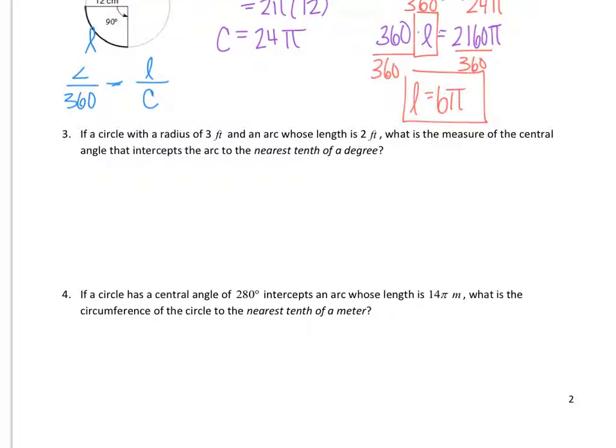The next question says a circle has a radius of 3 feet and an arc whose length is 2 feet. Let's try to sketch a picture for this. We have a circle, a radius of 3 feet, and some arc that it opens up to has a length of 2 feet. It says, what is the measure of the central angle, so we'll choose to call that x, that intercepts the arc to the nearest tenth of a degree. So we'll leave everything in terms of pi until the very, very end.